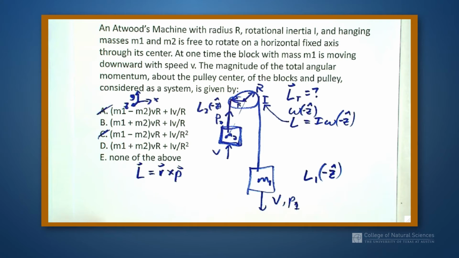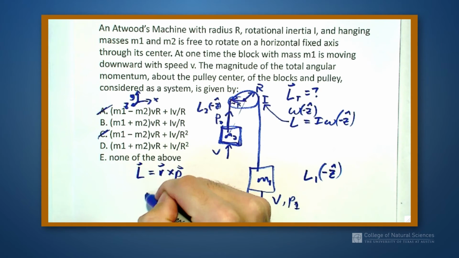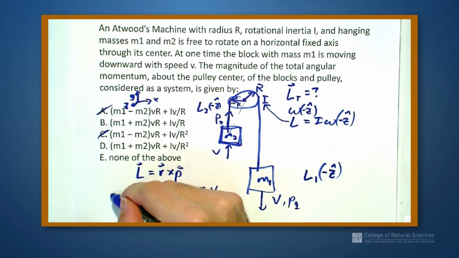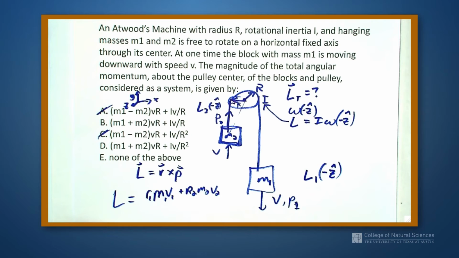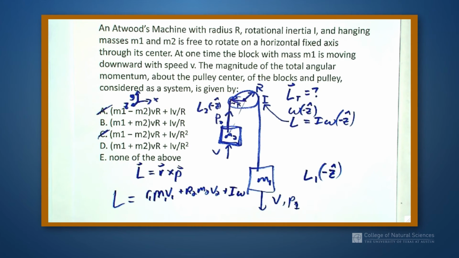So what do we need? Well, we need to just add these values up. I know that I have r cross p, and I know that they're perpendicular to each other. So this is rp, or rmv: r1 m1 v1 plus r2 m2 v2. It's going to give me my total angular momentum, plus the moment of inertia times omega. And that will deal with the moment of inertia of the wheel. So this is mass 1, this is mass 2, and this is the pulley itself. So I get m1 plus m2 times vr, that's nice, it's in both cases, plus I v over r squared.